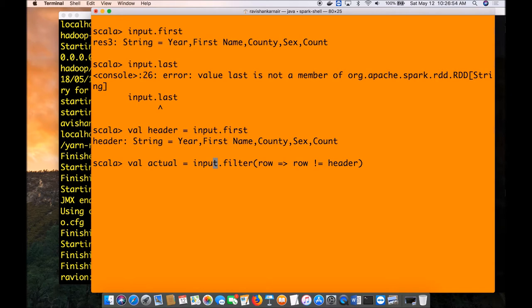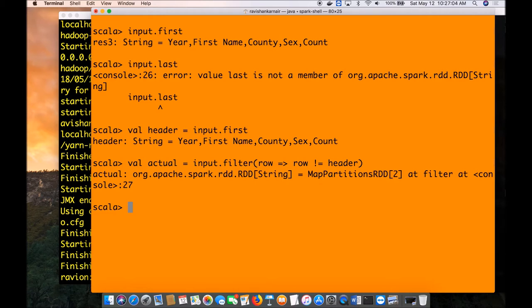If you want to use map, then inside that you write a custom function, inside the function you return a boolean, and then you use that particular function. That's possible. Okay, let's try. Input not equal to header. Now it gave a map partitions RDD; previously it was a string. It filtered the data. And now, actual dot first.